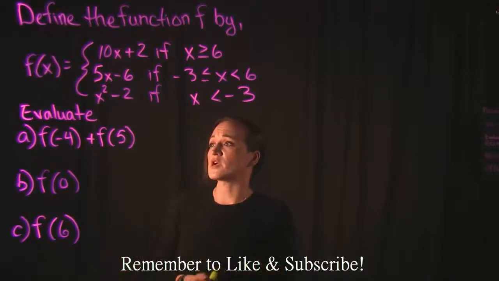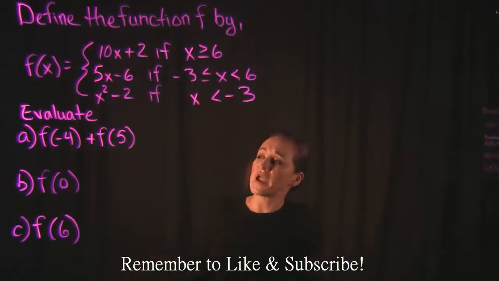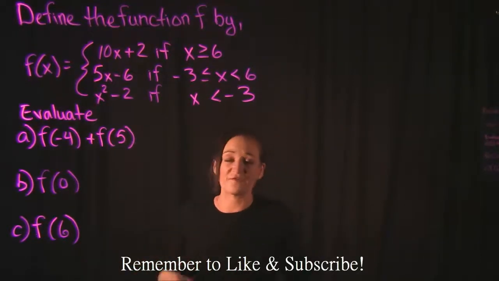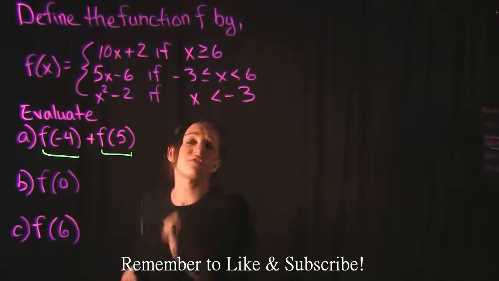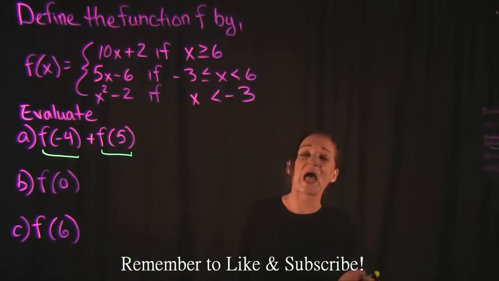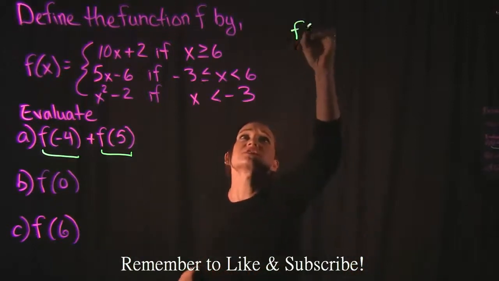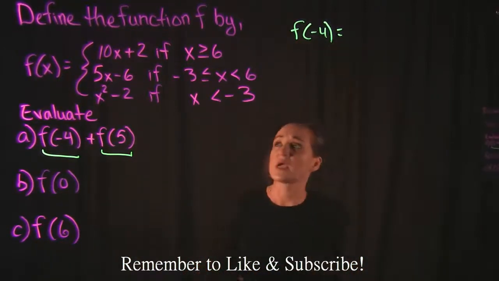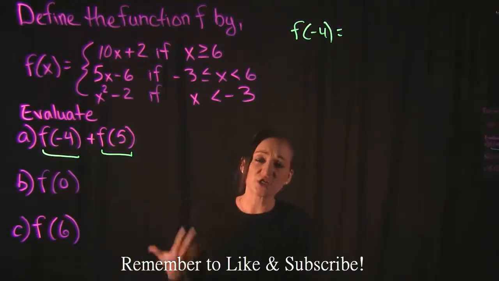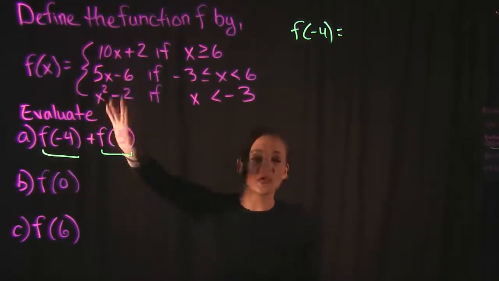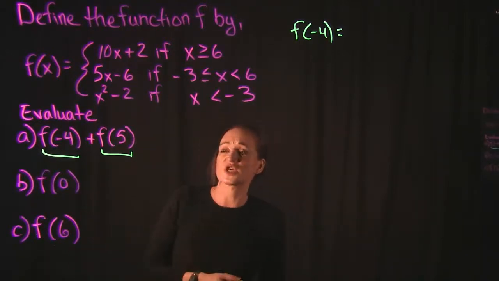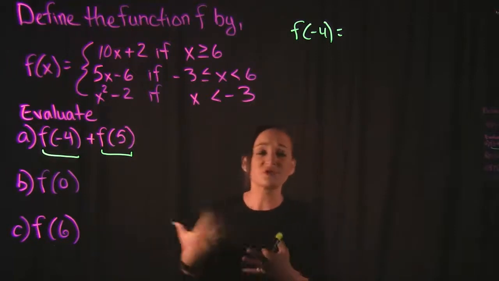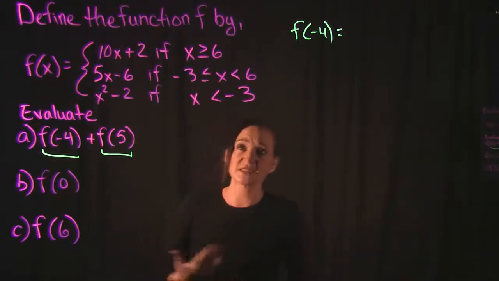So for this problem here, they want us to evaluate the following three things. For example A, we're going to find f of negative 4 plus f of 5. First we're going to find f of negative 4, then we're going to find f of 5, and then we're going to add these two things together. So first let's find f of negative 4. Evaluating, you're essentially just plugging the value into the expression and simplifying. So we want to evaluate the function for f of negative 4, which means we're going to plug in negative 4 for x and simplify.